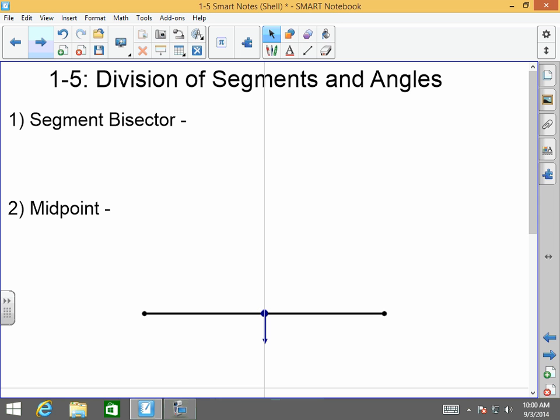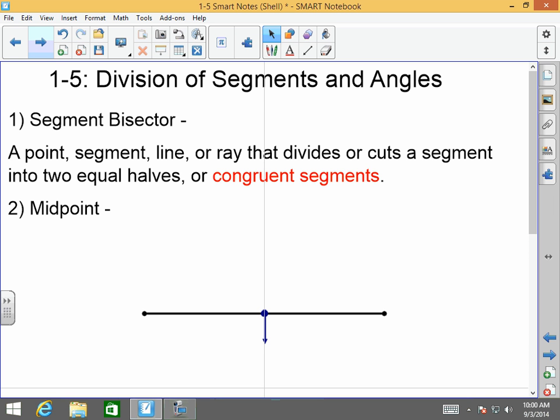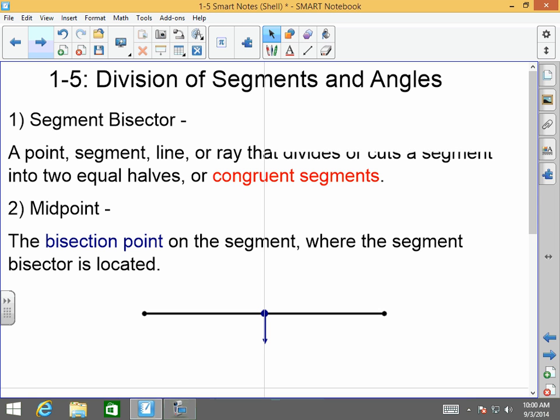A segment bisector, guys, is a point, segment, line, or ray that divides or cuts a segment into two equal halves, or in other words, into two congruent segments. And that point, segment, line, or ray goes through one specific point called a midpoint. The midpoint is the actual bisection point on the segment where the segment bisector is located.